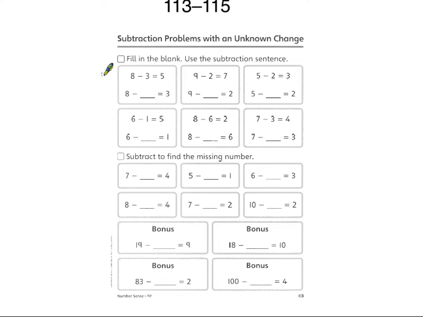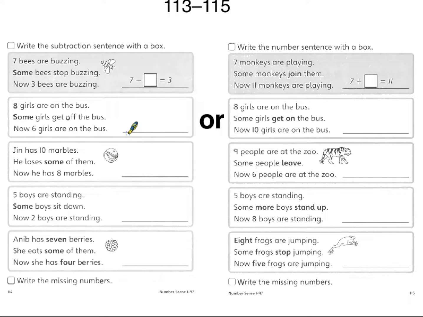Okay. 3 pages. Well, no, 2. Unless your mom or dad or older brother or sister make you do all 3 pages. You have to find the missing number. Look, they even give you the answer. Then you have to find the missing number. You can go 7, take away 4. Or you can count from 4 up to 7. Up to you. These are bonus, which means no, you don't have to, but you can do them.